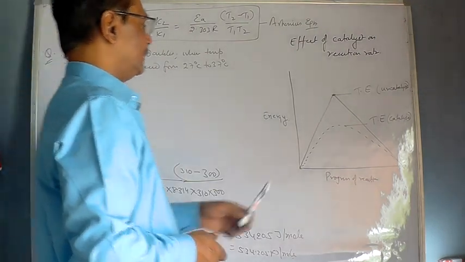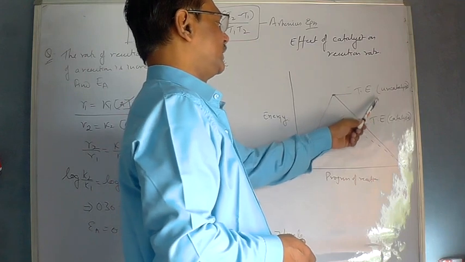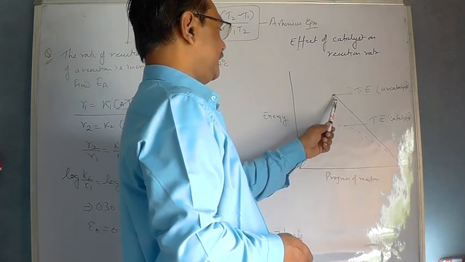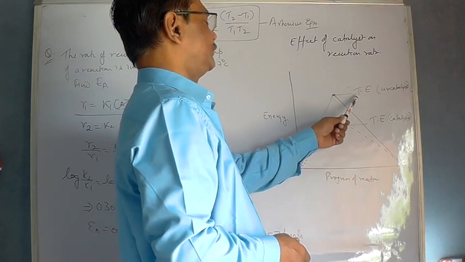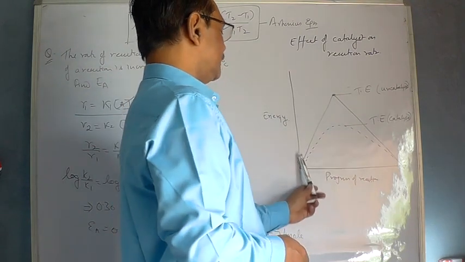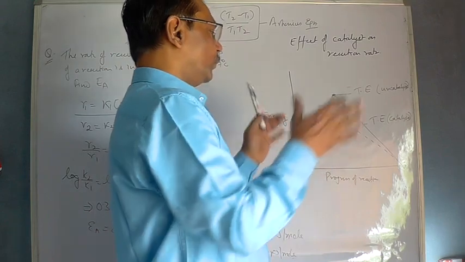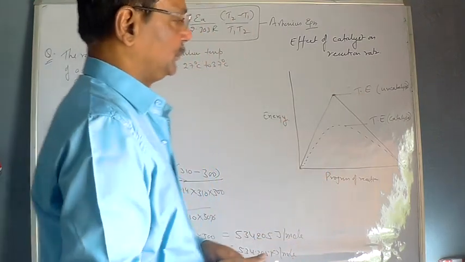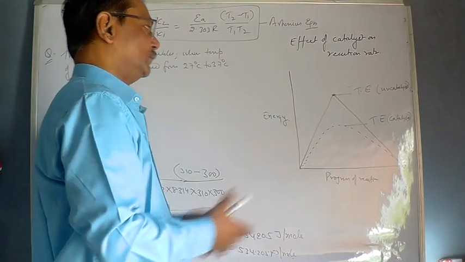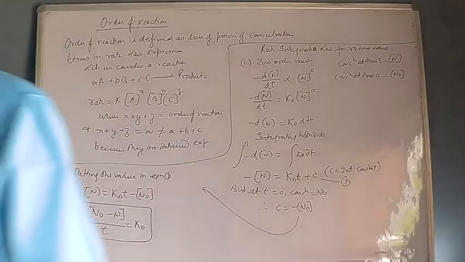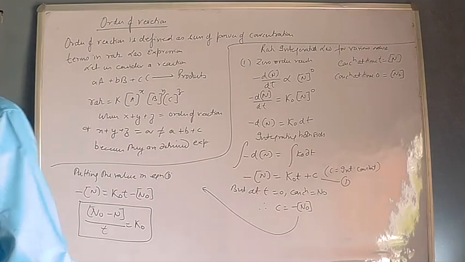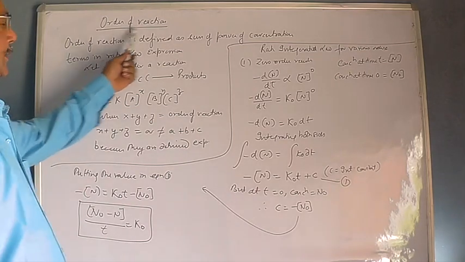So class, the above graph was uncatalyzed one, this was catalyzed one. In uncatalyzed one, what do you find at the peak? Very few molecules are possessing threshold energy, but in the case of catalyzed one, the graph has become flattened. More number of molecules are possessing threshold energy, and hence more will enter into the reaction, and therefore the reaction rate will increase. Now class, we'll move to a very important topic called order of reaction.